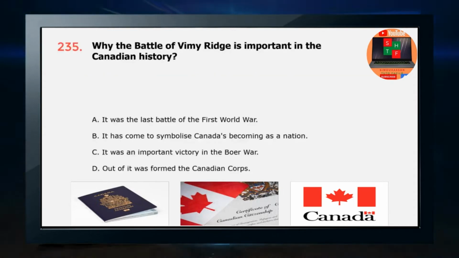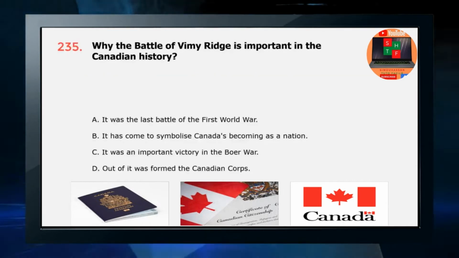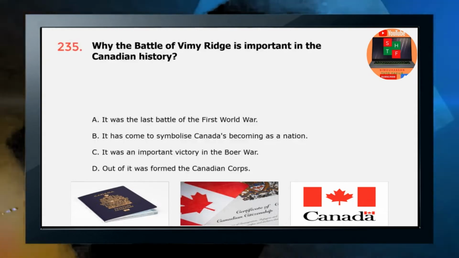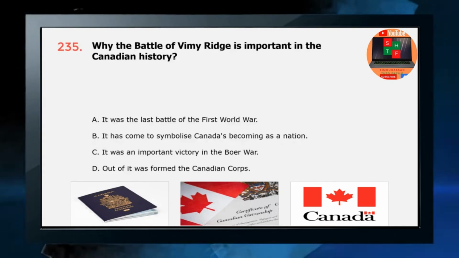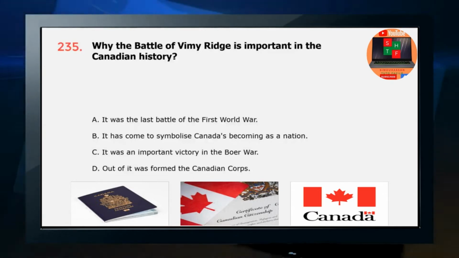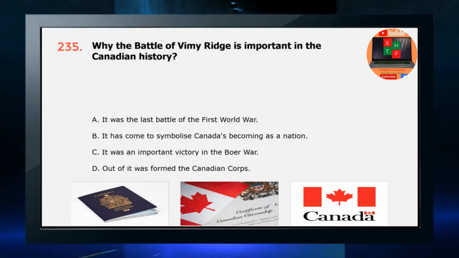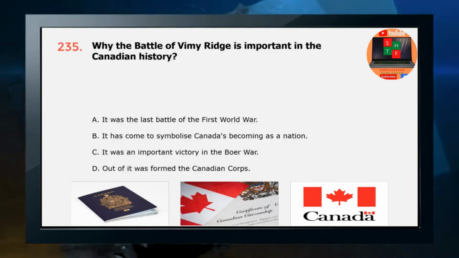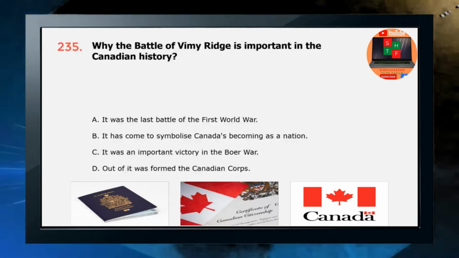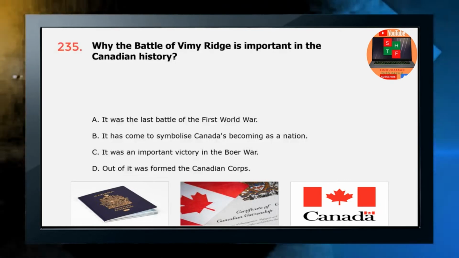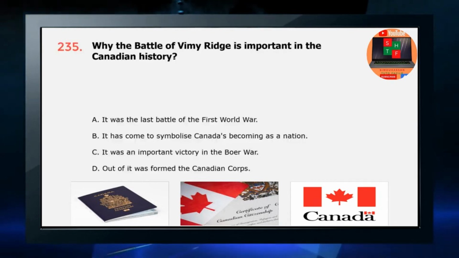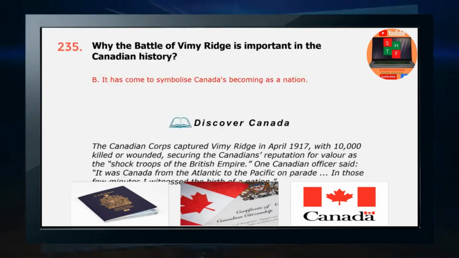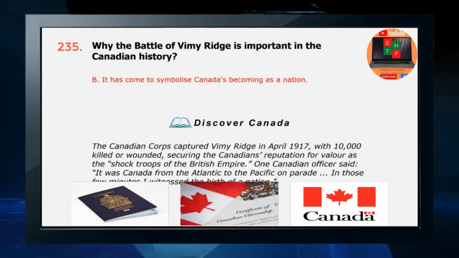Question 235. Why is the Battle of Vimy Ridge important in Canadian history? A. It was the last battle of the First World War. B. It has come to symbolize Canada's becoming a nation. C. It was an important victory in the Boer War. D. Out of it was formed the Canadian Corps. The answer is B. It has come to symbolize Canada's becoming a nation.